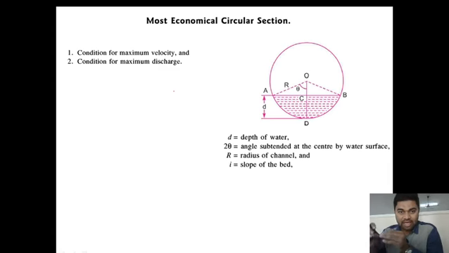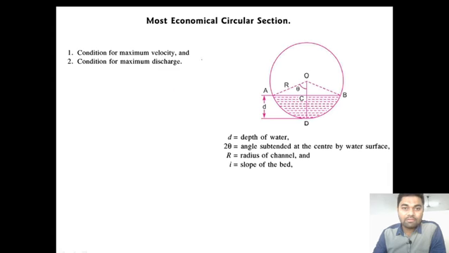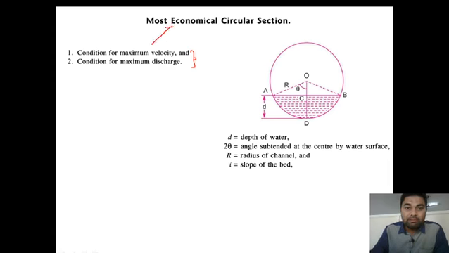But in the case of the most economical circular section, it is dependent upon two criteria. The first is the condition for maximum velocity, and the second is the condition for maximum discharge. Based on these two criteria, maximum velocity and maximum discharge, we decide the most economical circular channel.